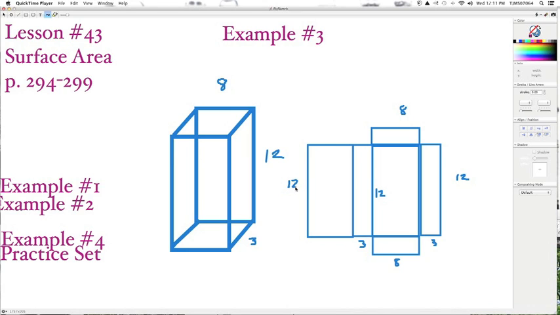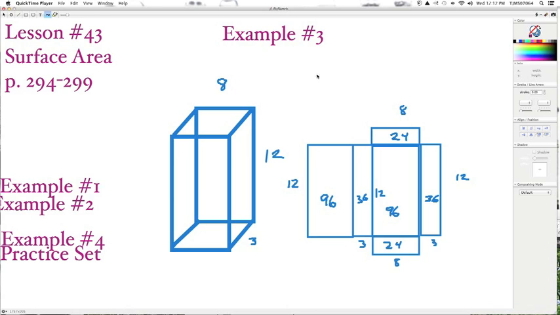So the surface area, if we're looking at this piece, this is 12. This is 8 times 3, so this is 24. This piece is 36, 12 times 3. This is 24 inches squared, 12 times 3. This is 12 times 3, 36 inches squared. This piece is 8 times 12, so that's 96 inches squared and 96 inches squared.